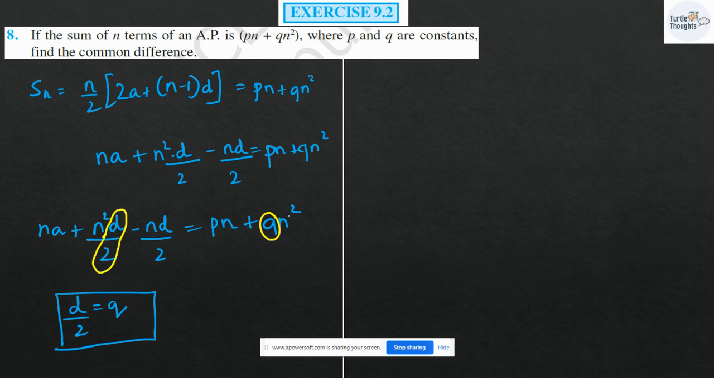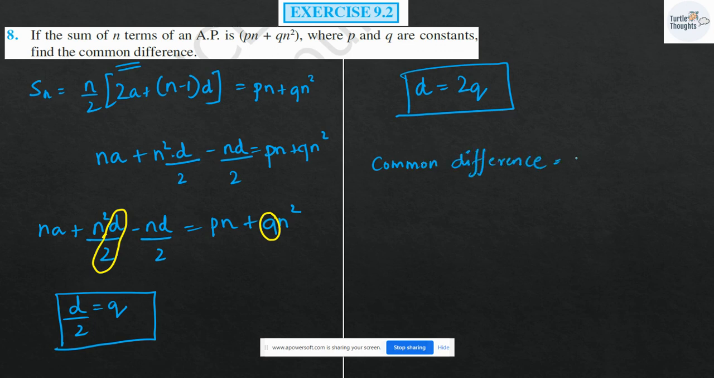Similarly, what will be the value of d then? So can I take d as 2Q? The value of d is going to be 2Q. This is what is asked in the question: find the common difference. What is the common difference given by? It is your d. So you can write that the common difference, which is d, is 2Q.